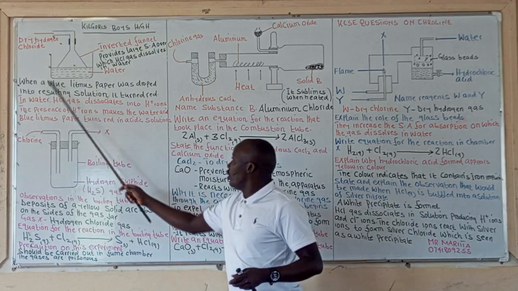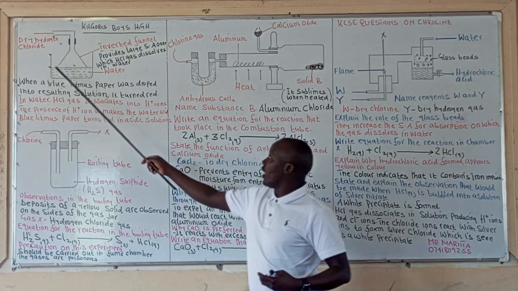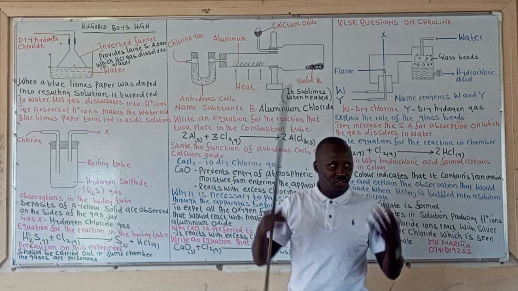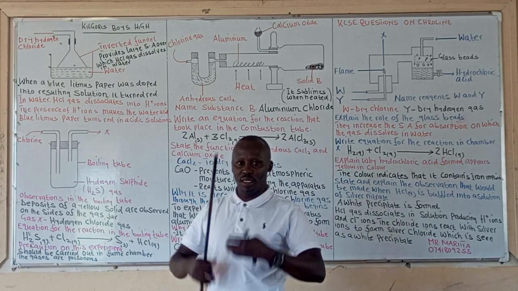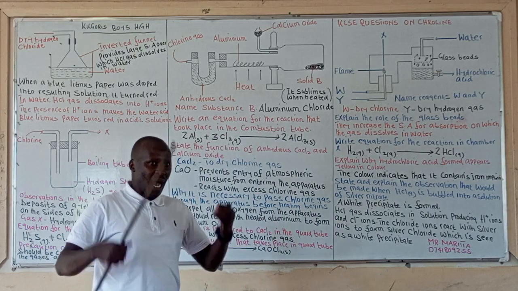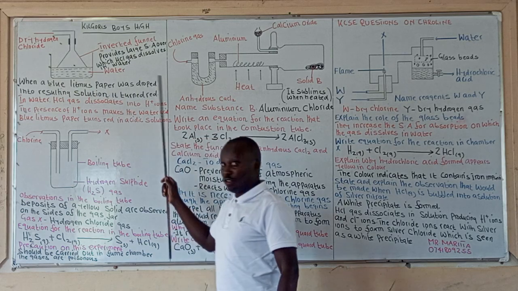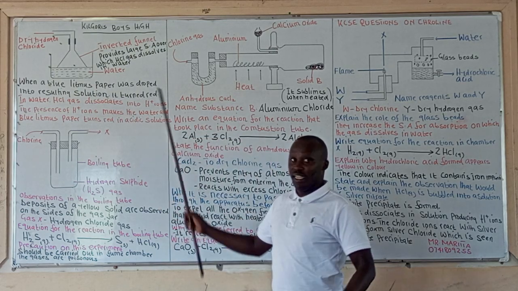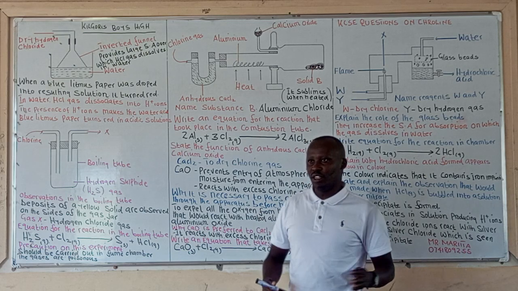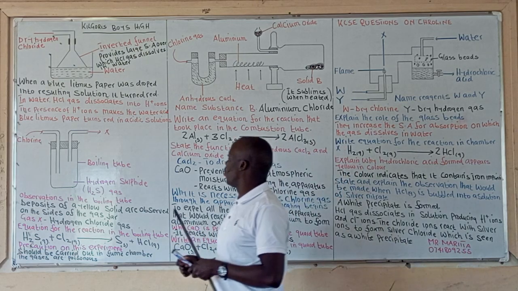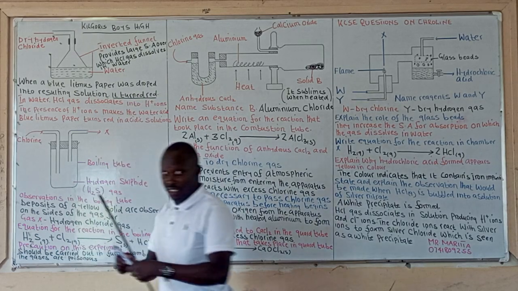Now, when a blue litmus paper is dropped into the solution, that is when hydrogen chloride gas is dissolved in water, the resulting solution is hydrochloric acid. So when a blue litmus paper is dropped into this solution, it turns red. You are supposed to explain the observation, why the blue litmus paper turns red in this case.